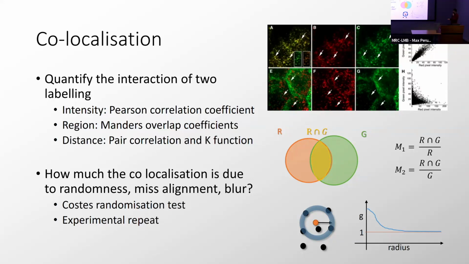Then there is the question: how much colocalization is due to randomness? You see here, this is number 1, our randomness. Here is a bit more, and here it is a bit more complicated. So you need some randomization test. You can randomize your image and recompute the coefficient to get a p-value. I think the most interesting thing is to have experimental repeats. So you can go through several measurements and compute a p-value based on that.